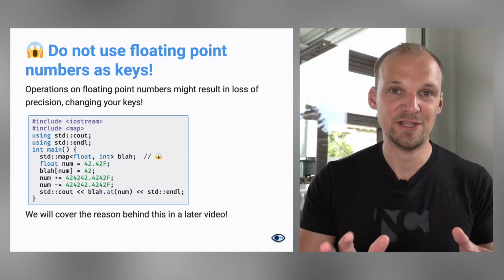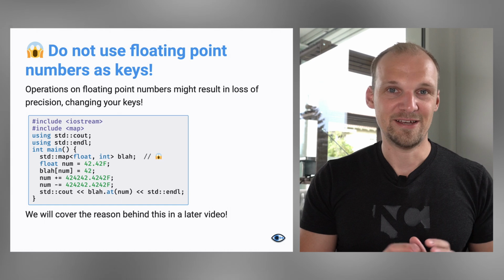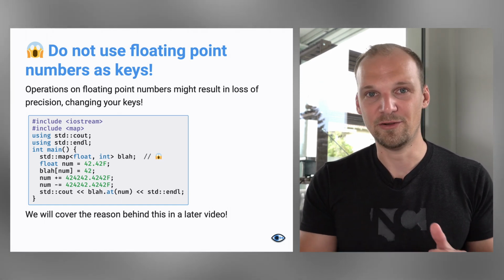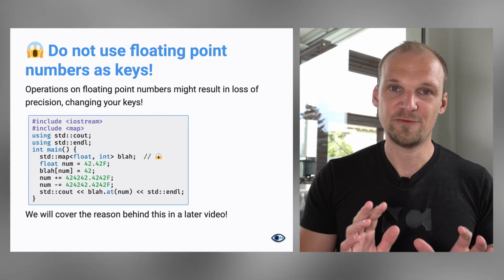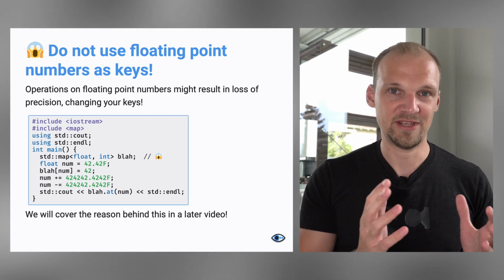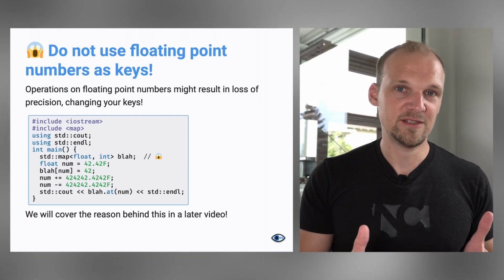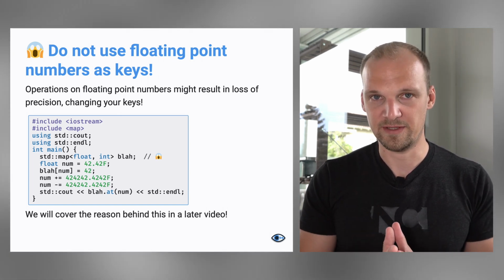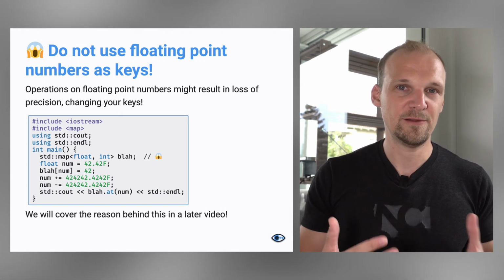Finally, I want to finish on one caveat. With all of these types, the map, the unordered map, the set, and the unordered set, do not use floating point numbers as your key type. And well, for set and unordered set, just don't put floats in there. The reason for this is because when you do operations on floating point numbers, because of the way they're represented in memory and implemented, they can lose precision.